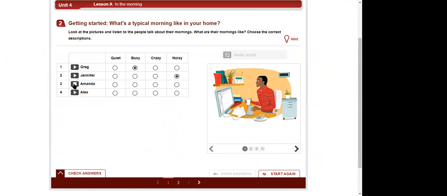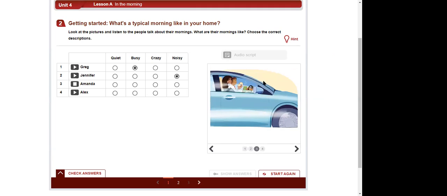What's a typical morning like in your home? It's crazy. We get up late, so I eat breakfast in the car. My husband doesn't have breakfast.